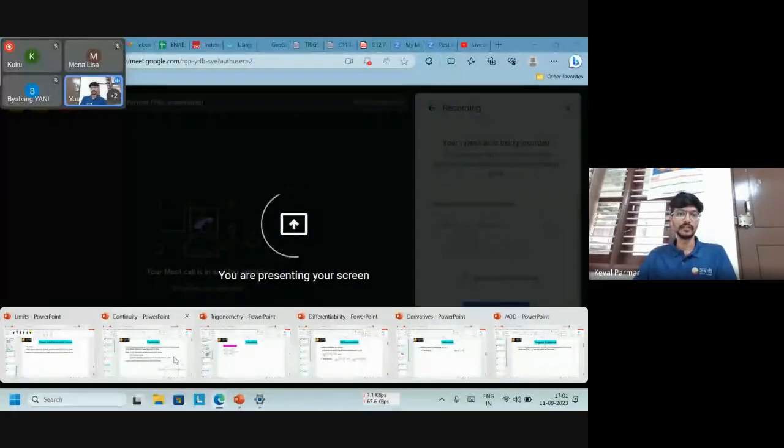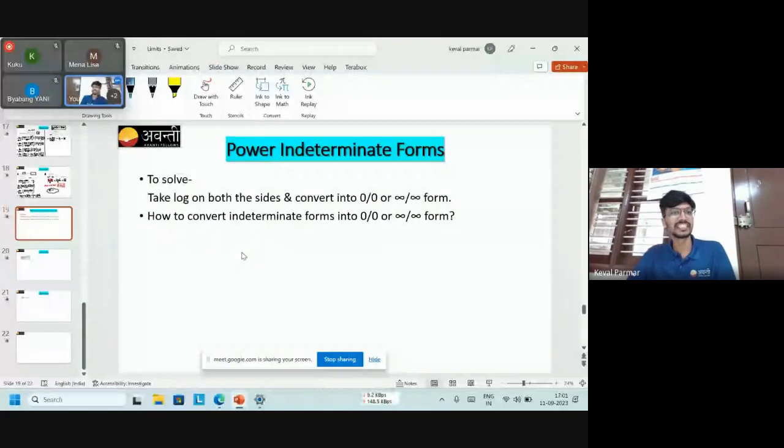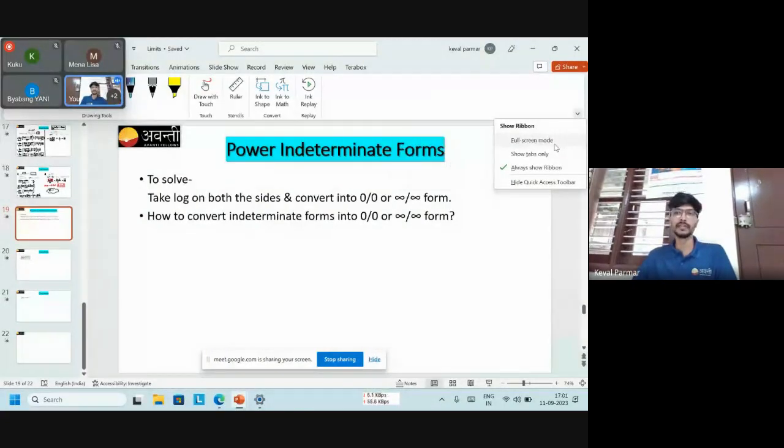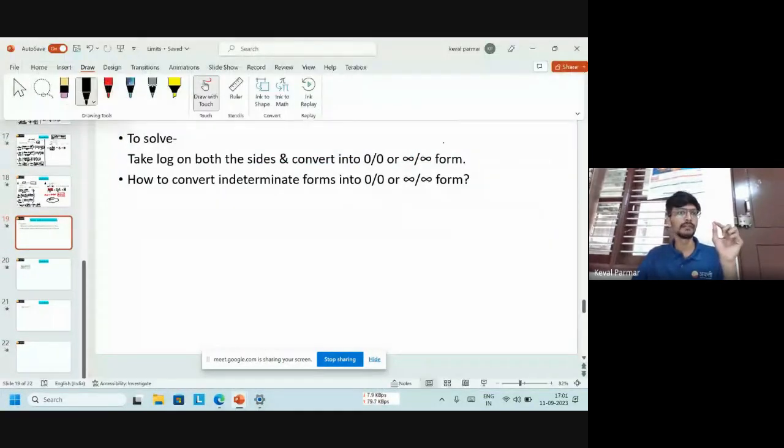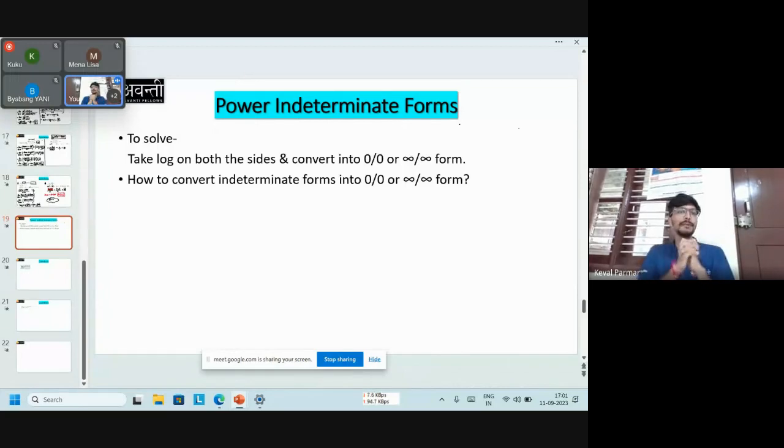So, do you remember what we were doing when we completed last time? We were just done with power indeterminate forms. Last time we solved a question on power indeterminate form. I hope you remember. But let's get into more detail to understand properly what are power indeterminate forms.